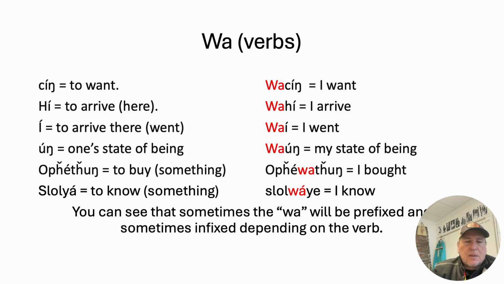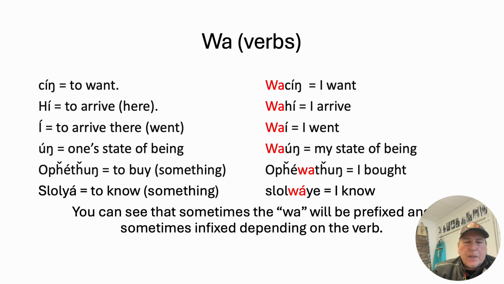So let's take a look at some of them. So we did this one, chi, to want something. We want to change it into I want. This one takes wa, so this is prefixed. Wa chi, I want. All right, so the next one, he, to arrive here. We want to change that to I arrive here. Wahi, also prefixed. E, to arrive there, to have gone there and arrived there. So in other words, went there. Change that into I went. Wa'i.